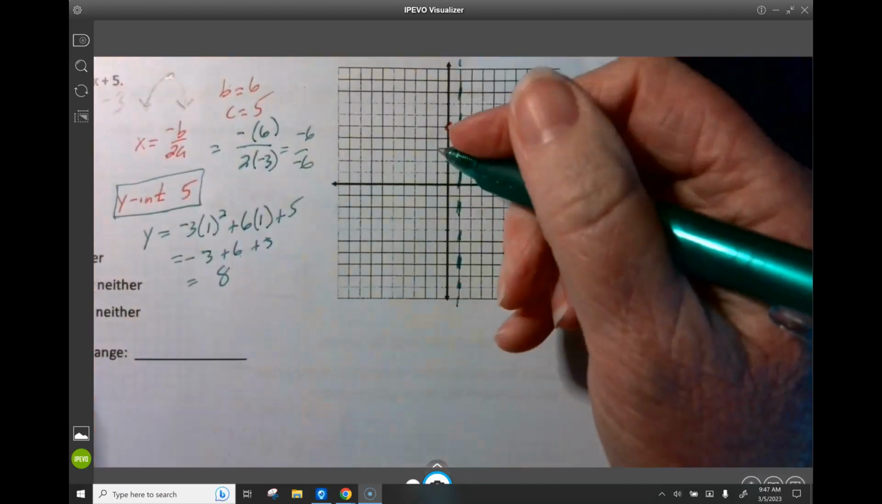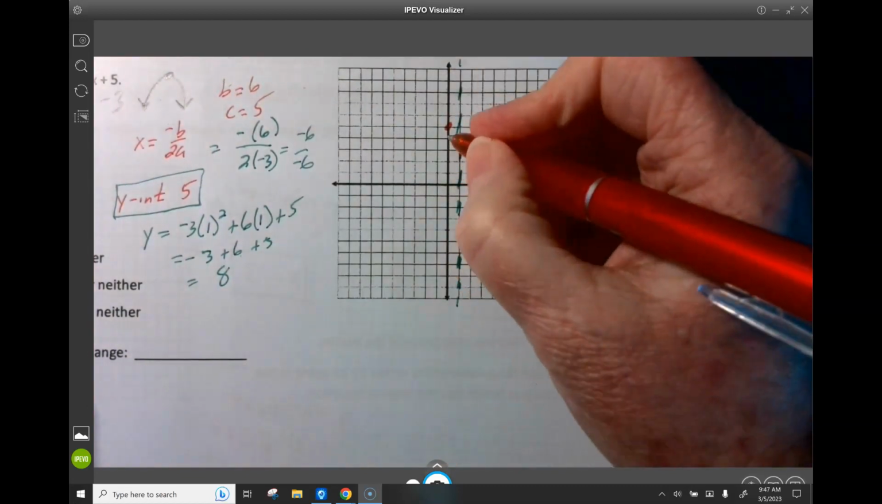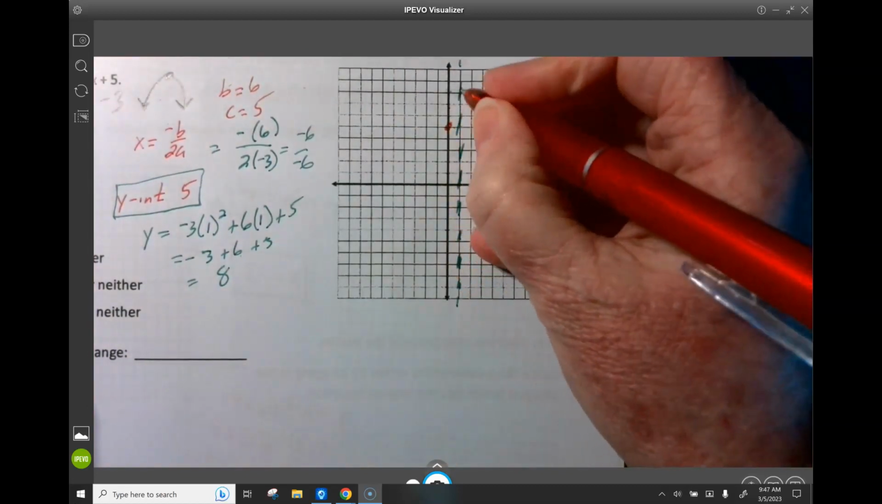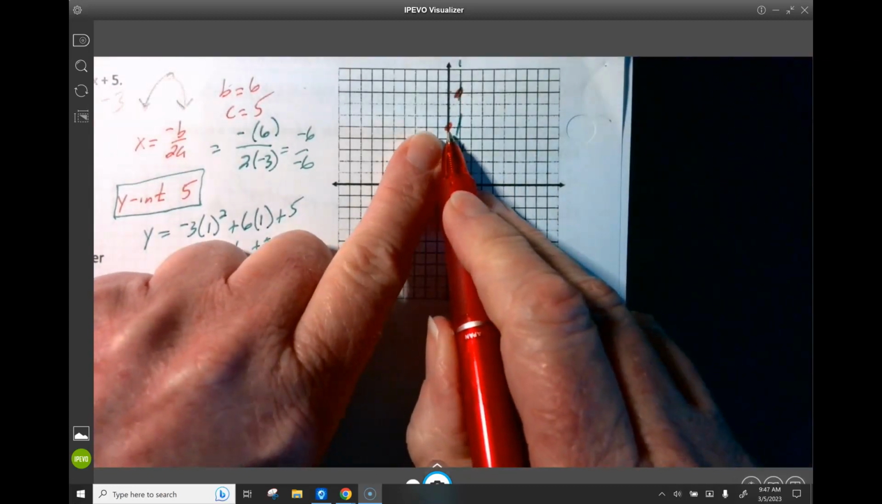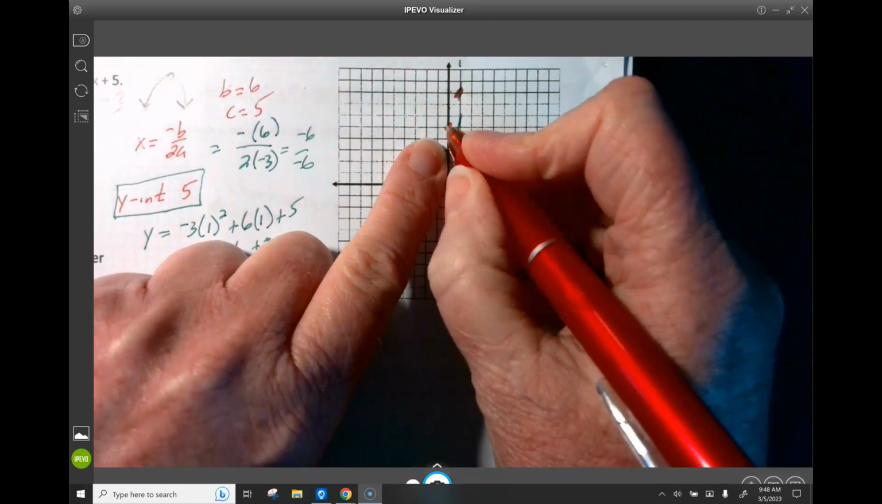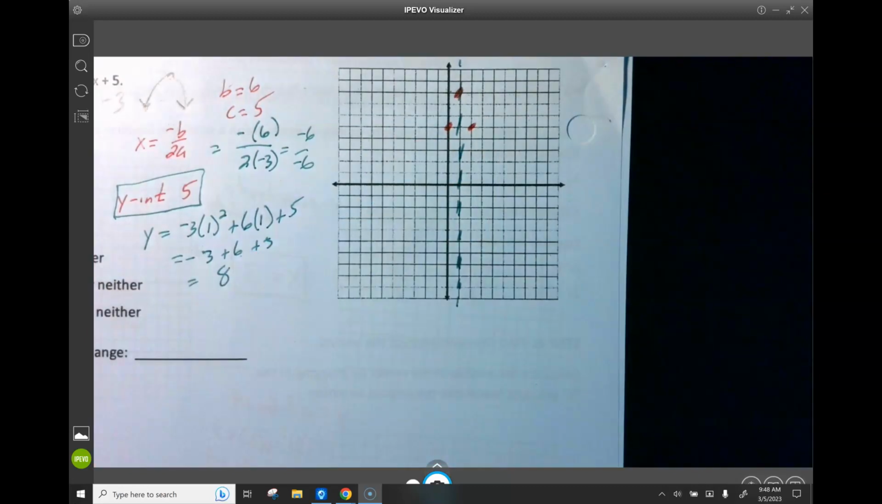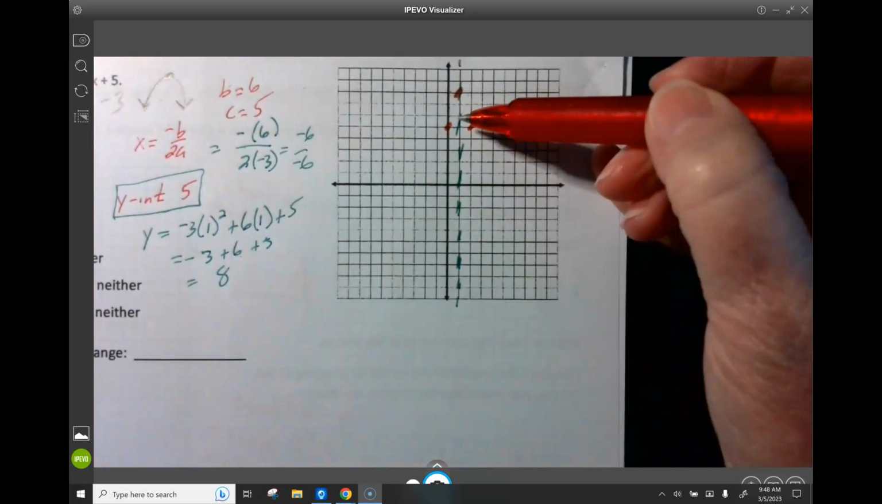Okay, so now let's plot our vertex. Our vertex is 1, 8. So there's our vertex. Hey, now that we have our axis of symmetry, we have our y-intercept. So here's our buy one, get one free. We have the y-intercept. It's one away here, so we're going to go one away there. Okay? Now, you have to choose a point in order to find this.